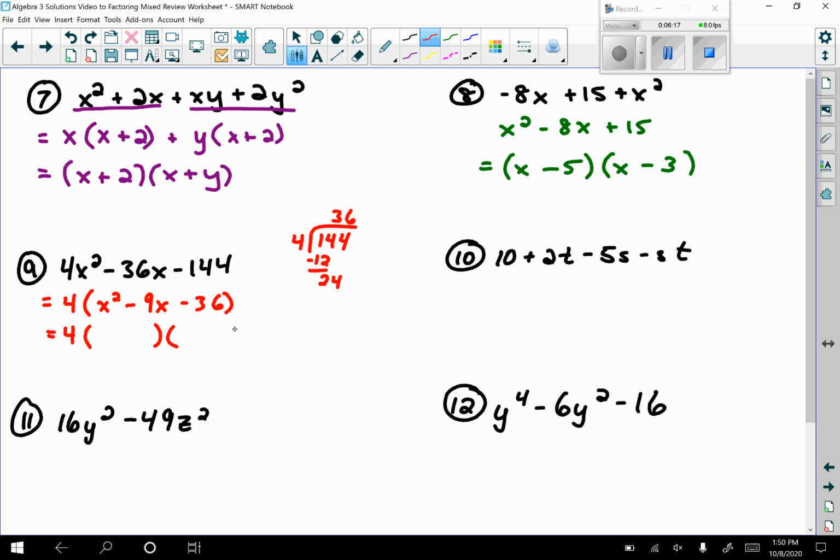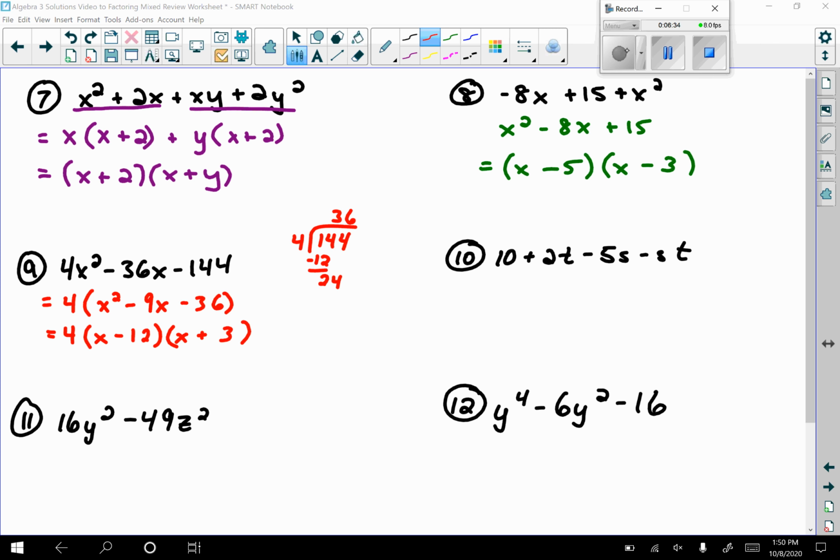Now I'm going to factor the x squared minus 9x minus 36. It factors into x and x. Factors of 36 that can help me get to a 9 are going to be 12 and 3. But I need them to be different. To get a negative 9, I'm going to have a minus 12 and a positive 3.